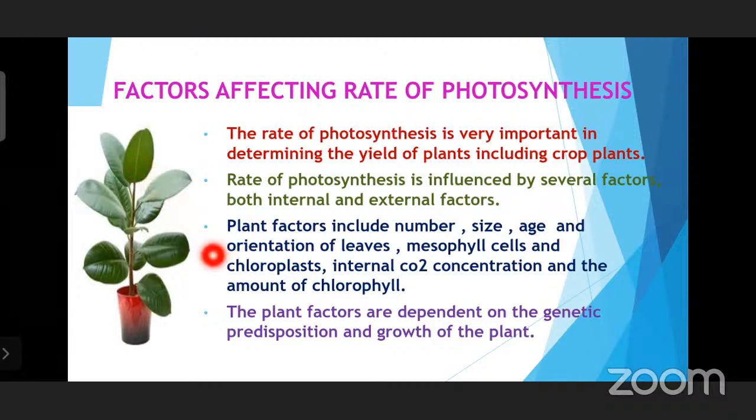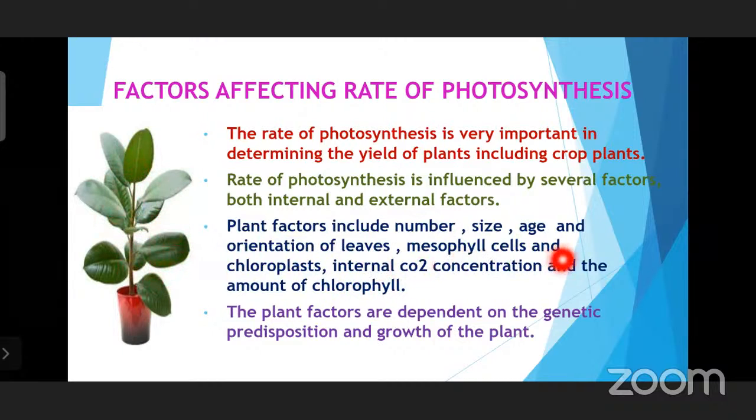So several internal factors will be there in the plant. The plant factors include the number, size, age, and orientation of leaves. It is the green part of the plant, the leaf, which is very crucial. The number of leaves, the size of the leaf, whether it is very large or small, the age of the leaf, and the orientation of leaves towards the sunlight, whether it is getting sunlight and carbon dioxide, all these things are very important.